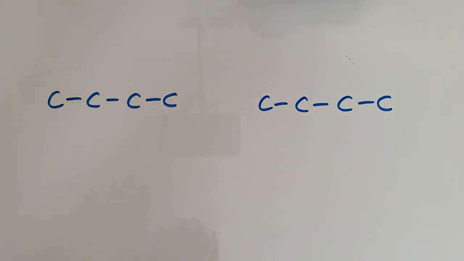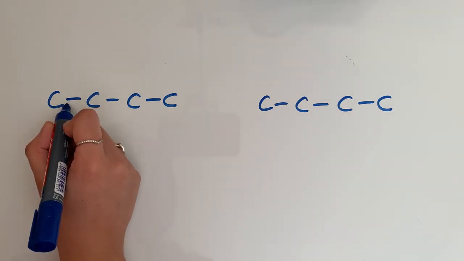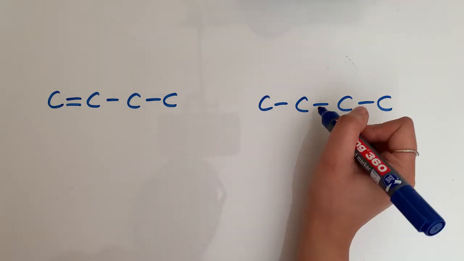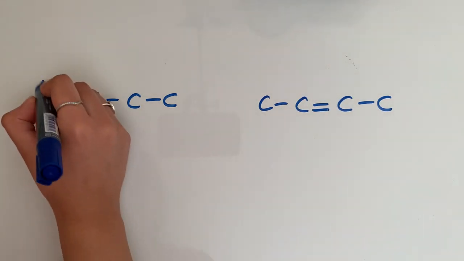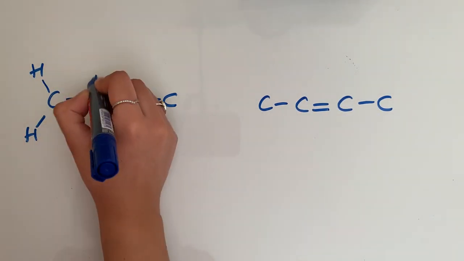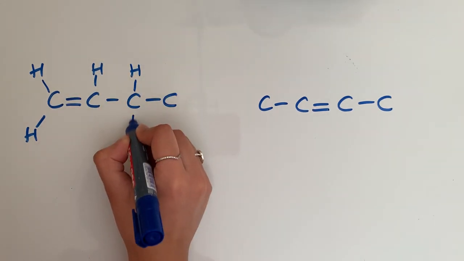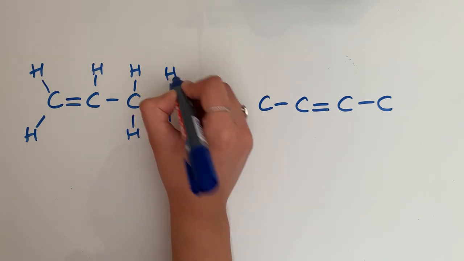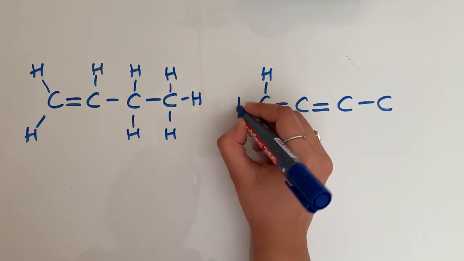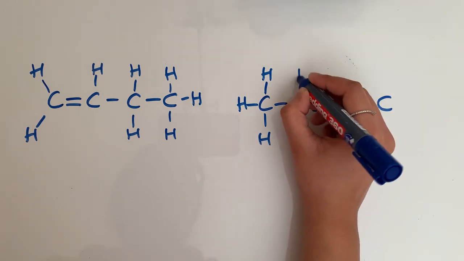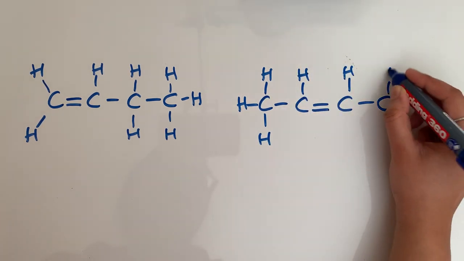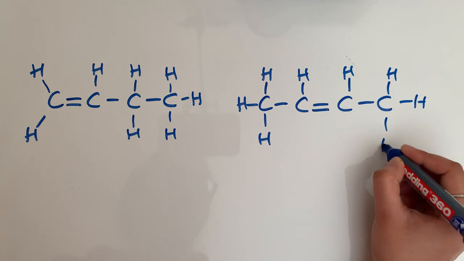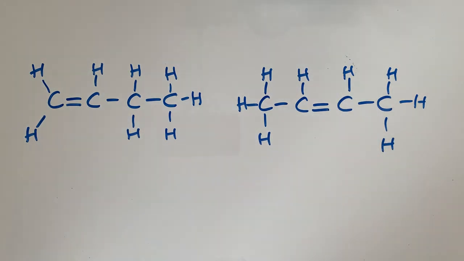So we've got a butane chain, so we've got 4 carbons. In this one, I can put the double bond at the beginning. In this one, I'm going to put the double bond in the middle. Okay, I'm just going to draw the other hydrogens in. And I have to keep in mind that each carbon must have formed 4 bonds. Like so.